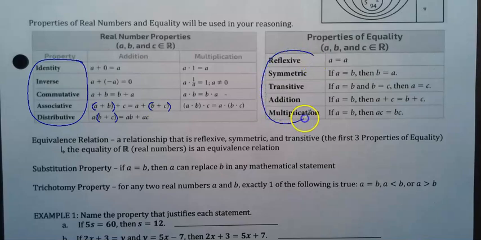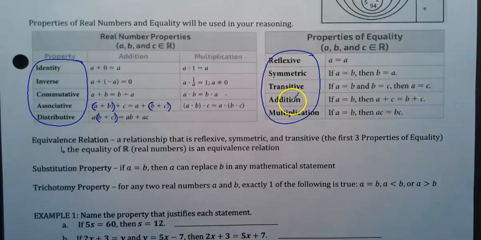Okay, so these are the things that can go in your proof again. The reflexive property is saying that A equals A. The symmetric property says if A equals B, then B equals A. So they're symmetric, there's symmetry there. The transitive property, we talked about with deductive reasoning, is if A equals B and B equals C, then A equals C as well.